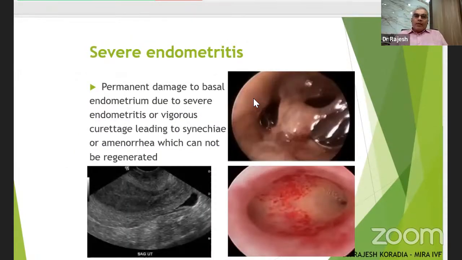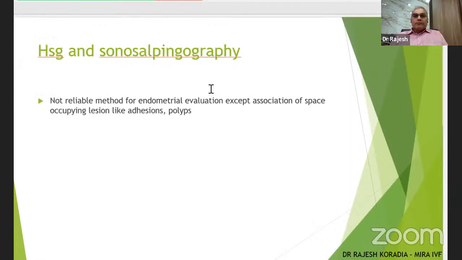If there is severe endometritis, there is permanent damage to the basal endometrium, or vigorous curettage leads to synechiae, which causes amenorrhea. And this basal endometrium cannot be regenerated. HSG and sonosalpingography are not reliable methods for endometrial evaluation, except when there is an associated space-occupying lesion like adhesions or a polyp.